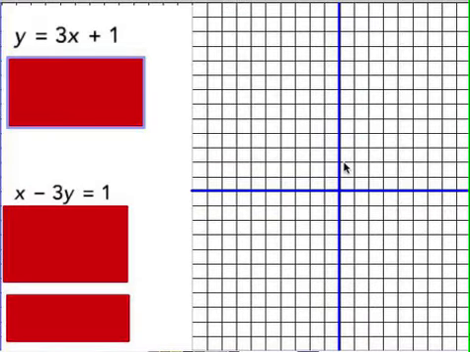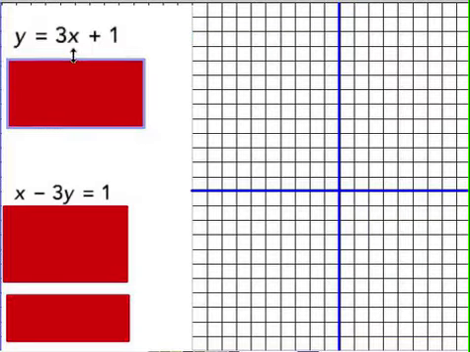We have another system, y equals 3x plus 1 and x minus 3y equals 1. If you notice, the first equation is in the right format, y equals mx plus b. The second equation is in what we call standard form. We cannot graph an equation if it is in standard form, so we need to fix that. But let us first graph the first equation, y equals 3x plus 1.